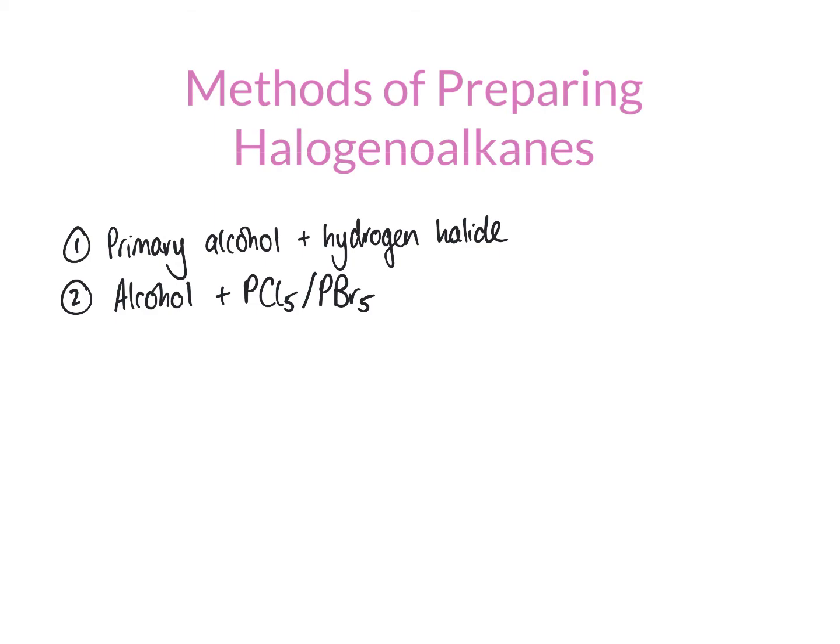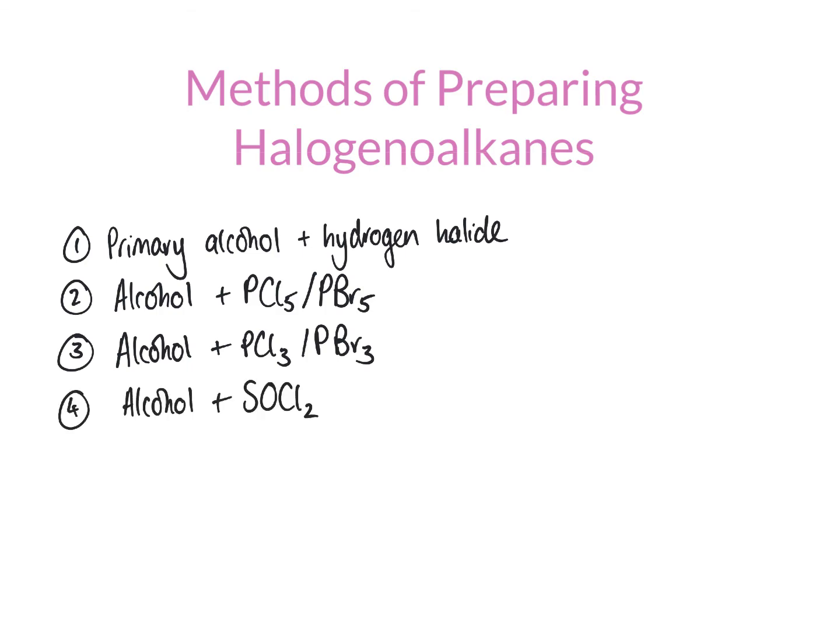Next method we looked at on page 15 was the reaction of an alcohol with PCl5 or PBr5, phosphorus pentachloride or phosphorus pentabromide. So that will produce the corresponding halogenoalkane from the alcohol. We can also react an alcohol with PCl3 or PBr3. You just get essentially different side products, but the reaction is essentially the same. And all of these methods involve reflux as a method of preparation. Fourth method we looked at was reacting an alcohol with thionyl chloride, SOCl2. So this method produces a higher yield than the PCl5 and the PCl3. So it's a slightly different or better method of preparation.